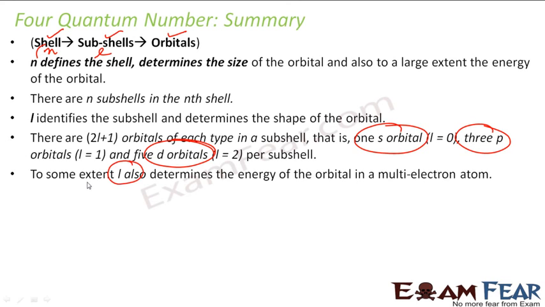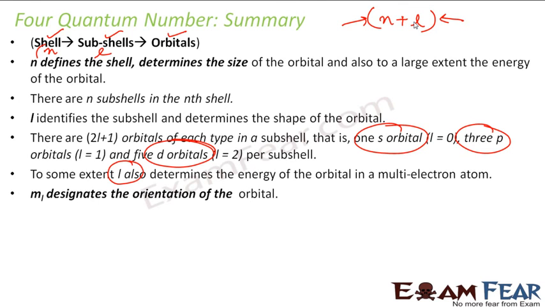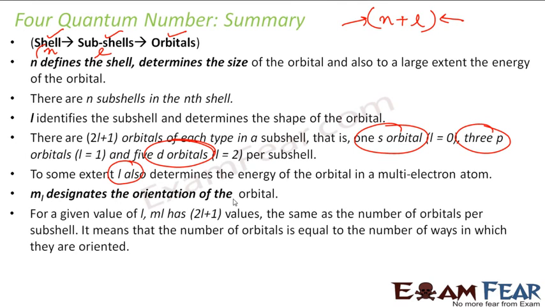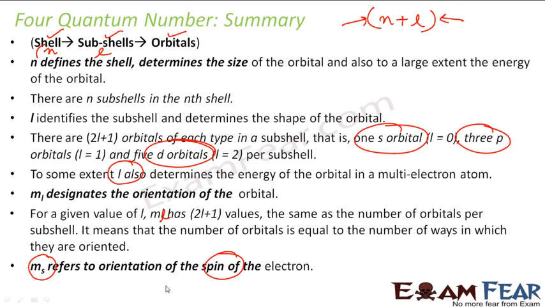L also determines the energy of an electron in a multi-electron atom. The rules are complex, but for our understanding we can say that n plus L will determine the energy of an orbital. The one with higher value of n plus L will have higher energy. And the magnetic quantum number designates the orientation of the orbital. For a given value of L, my ML has 2L plus 1 values, right? And MS refers to the orientation of spin of the electron. This is what we have studied.